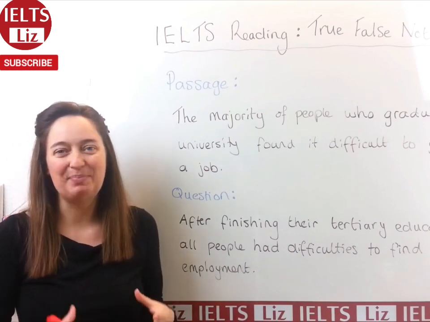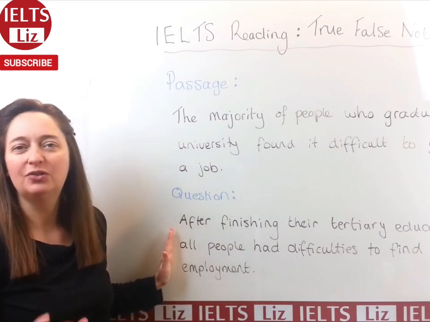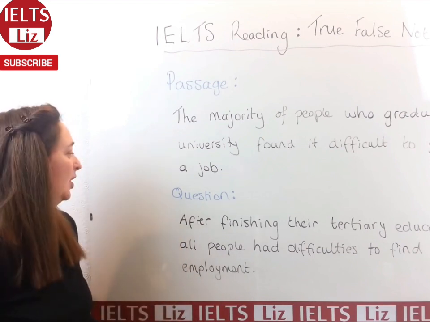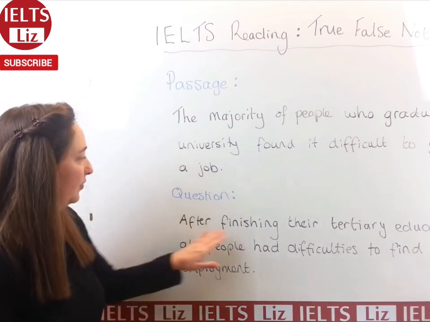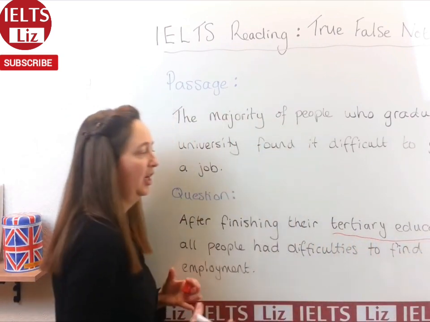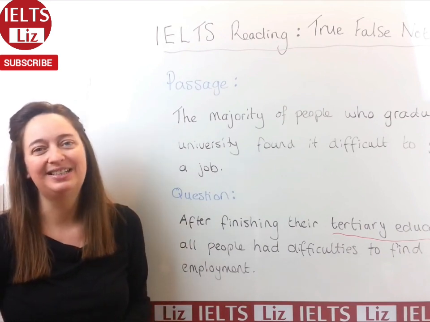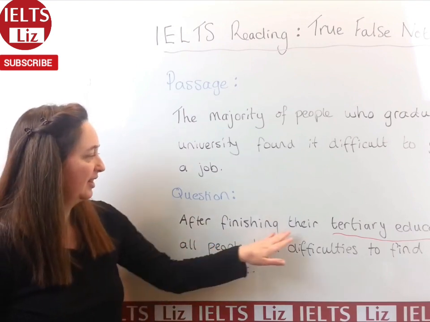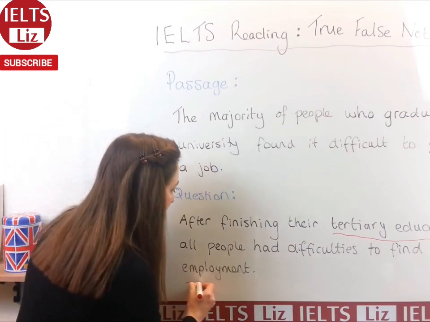Now, the first step that you need to take is to look more closely at the statement. Don't try to find or understand your answer until you have analysed the statement more. So the first thing we're going to do is look at some vocabulary in the statement. After finishing their tertiary education, so here we've got tertiary education. What does that mean? Well, tertiary education means university education. So after finishing their university education, all people had difficulties to find employment.